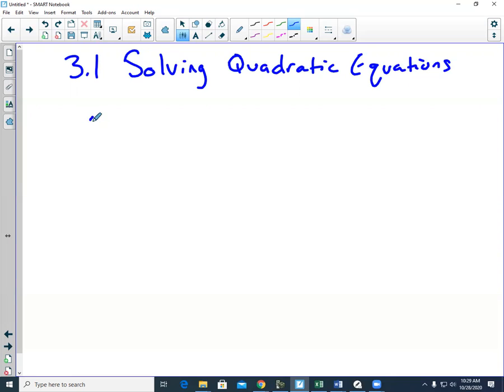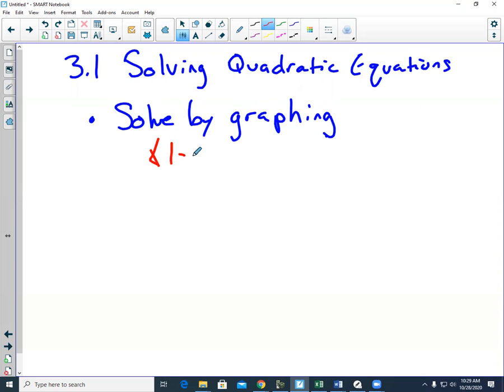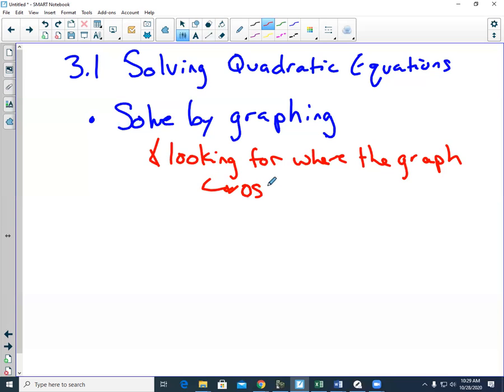So the first way that you can solve this, and this is the only instance that you would actually graph in this chapter, is you can solve these things by graphing. Because really, when we solve for an equation, or when we solve a quadratic, we are essentially looking for where the graph crosses the x-axis. That's what we're really looking for.